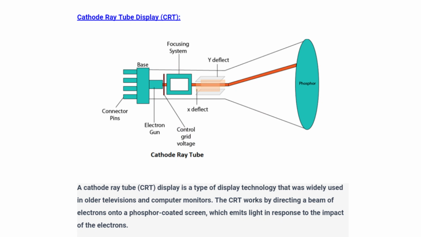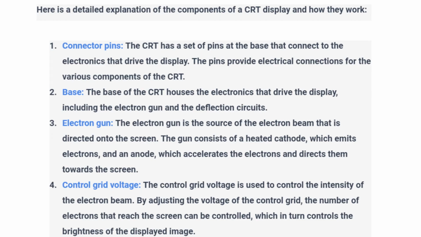Cathode ray tube display. A cathode ray tube (CRT) display is a type of display technology that was widely used in older televisions and computer monitors. The CRT works by directing a beam of electrons onto a phosphor-coated screen, which emits light in response to the impact of the electrons. Here is a detailed explanation of the components of a CRT display and how they work.